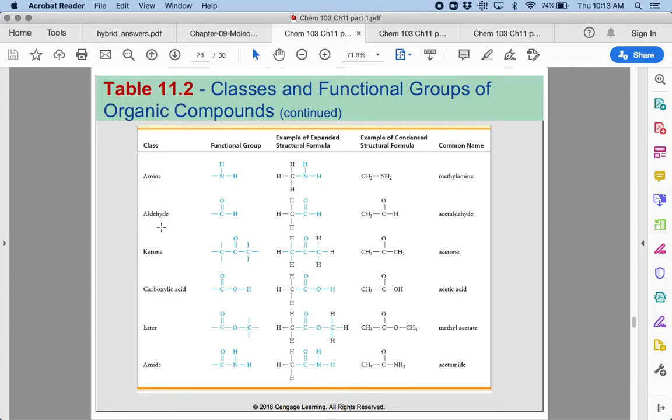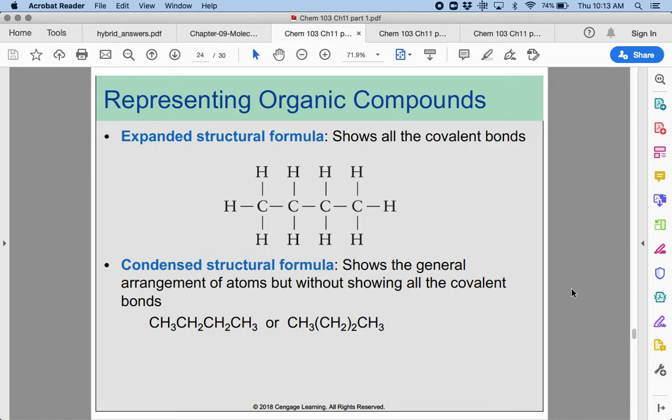We also will have amines, aldehydes, ketones, carboxylic acid, esters, and amides. Don't freak out. We're going to dedicate a chapter to each of these, so that's why I'm just throwing them out there right now. So let's start talking about how we represent and draw Lewis organic compounds.